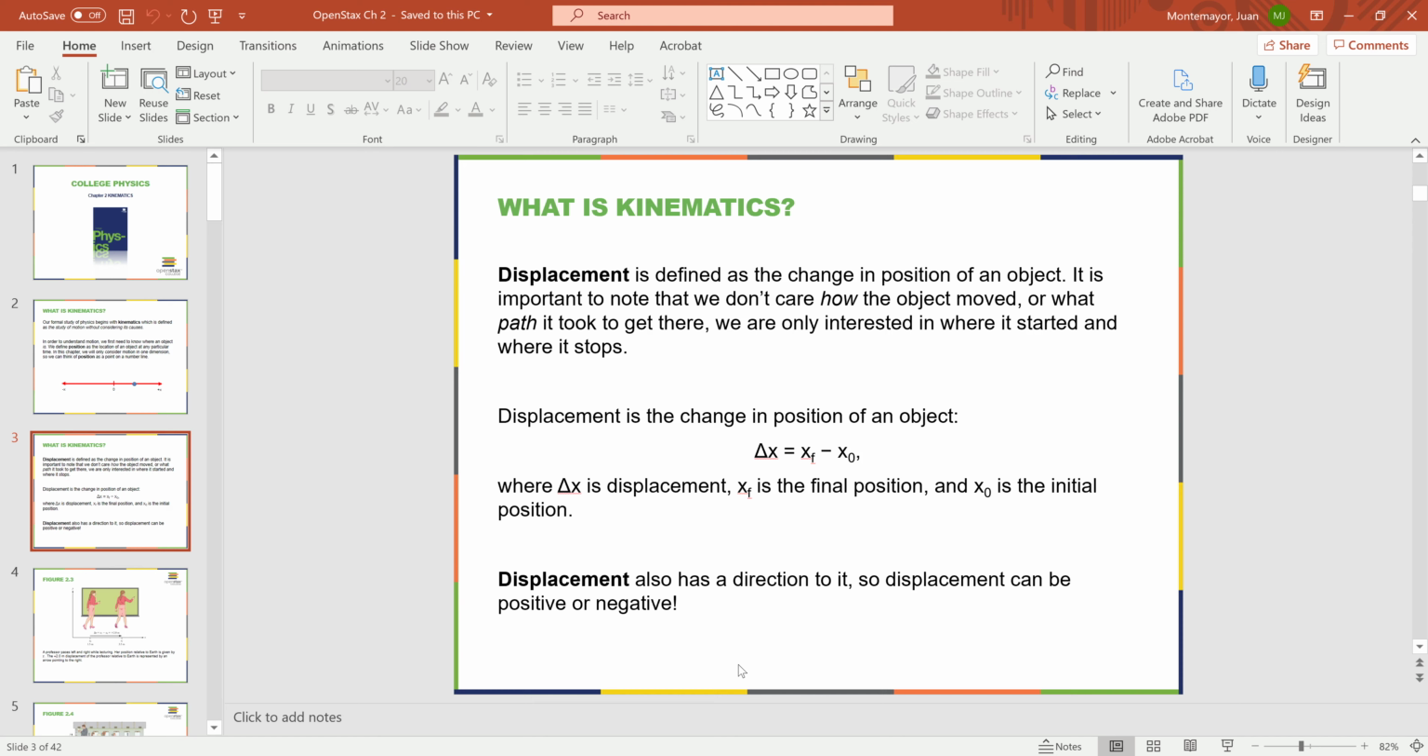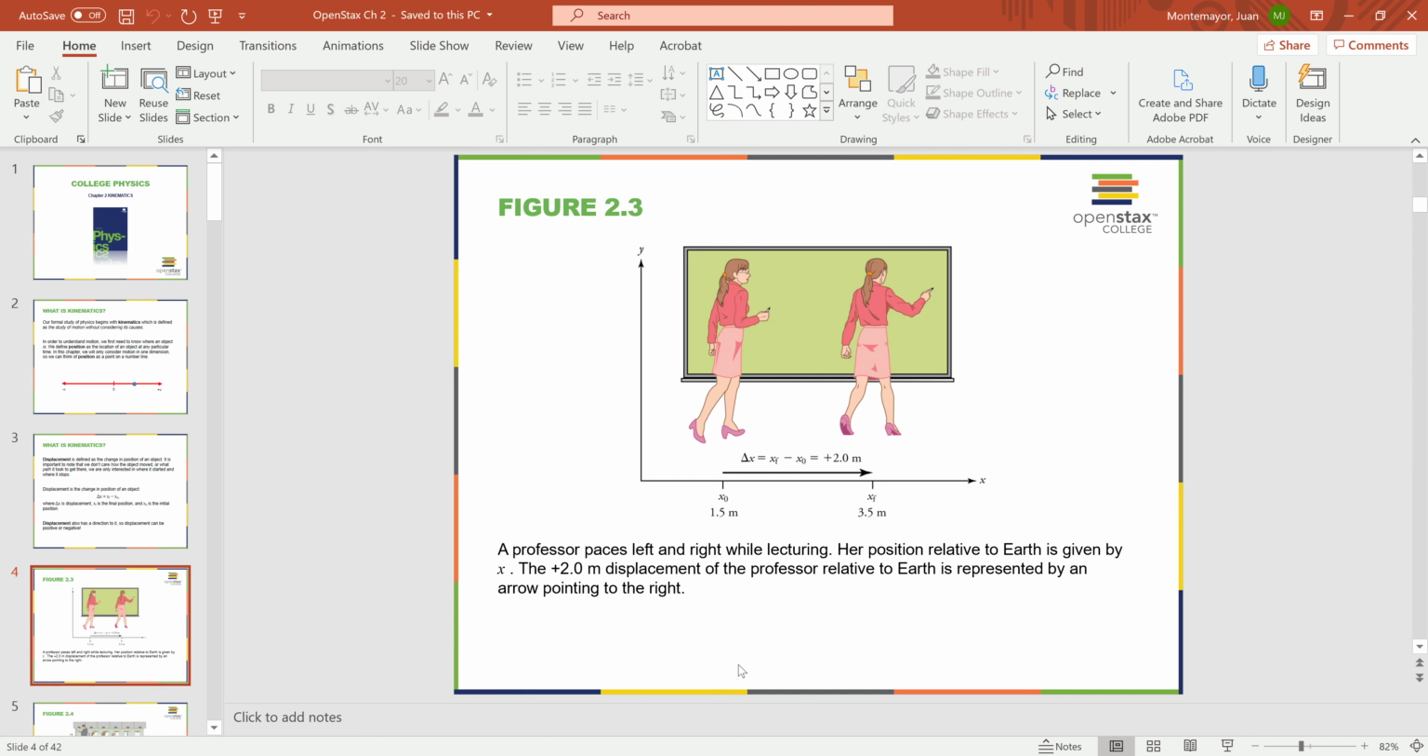So for displacement, we have our first equation. We have delta x, which is that triangle. That's what the delta symbol is. Equals x final, that's what the f represents, minus x naught, that's basically your initial x. So we have your final x minus your initial x, and that is your change in position. For this, it also has a direction. So displacement can be positive or negative, and we'll understand in a little bit how we can get those negative values.